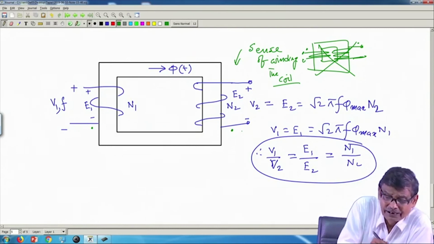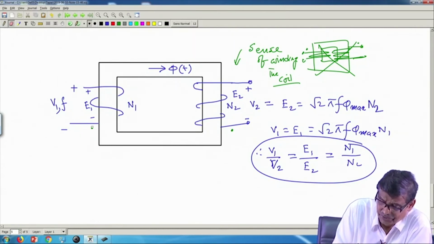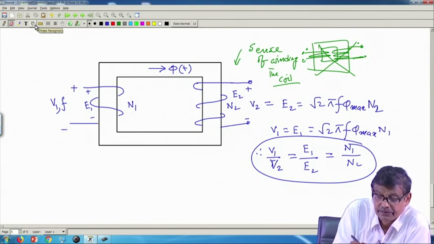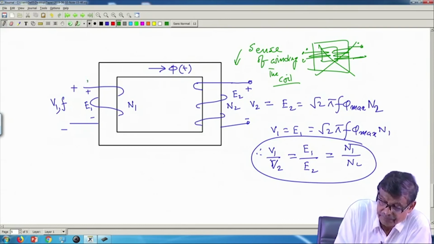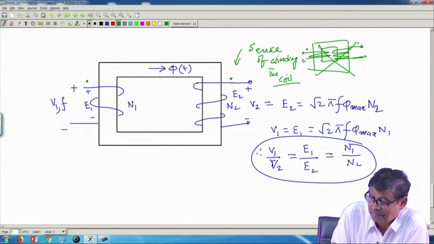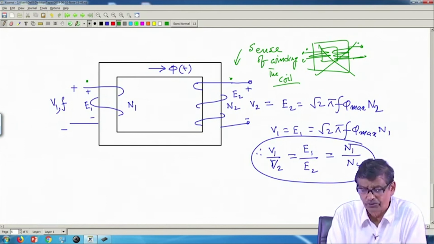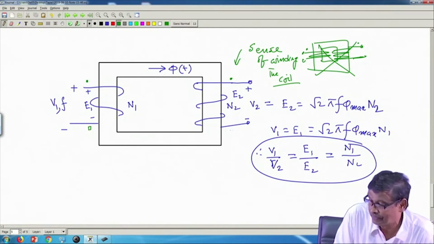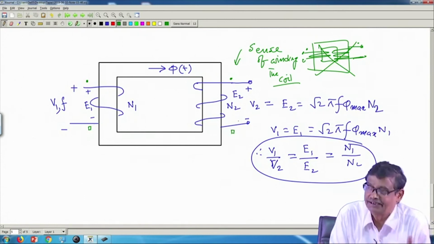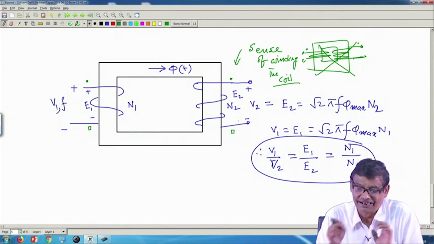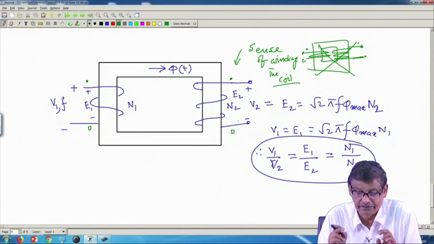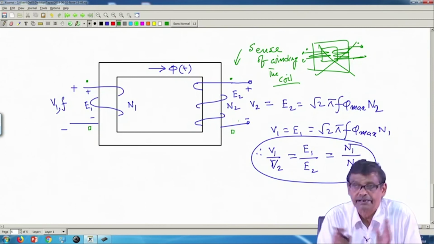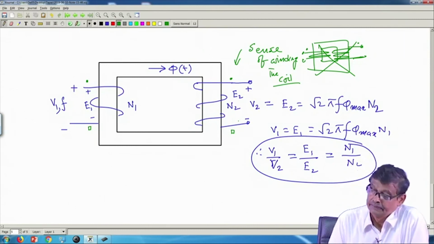In other words, there is no point in showing so many dots. It is understood that wherever you have shown dots, it is good enough. The other two terminals are also like terminals. You can put some square brackets to indicate that. They are like terminals. Whenever this is plus, this will be plus. Whenever this is minus, this will be minus, and so on.